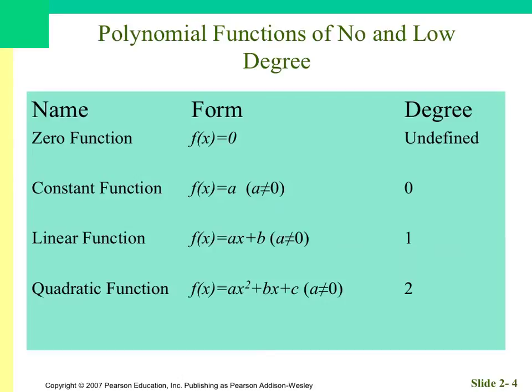Alright. Polynomial functions of no and low degree. A zero function, just the number 0. A constant function, f of x equals a when it's not 0, so like f of x equals 2. A linear function, any linear equation, f of x equals 3x minus 1. A quadratic function, any quadratic, so f of x equals negative 3x squared minus 4x plus 8. Okay? There's some examples.